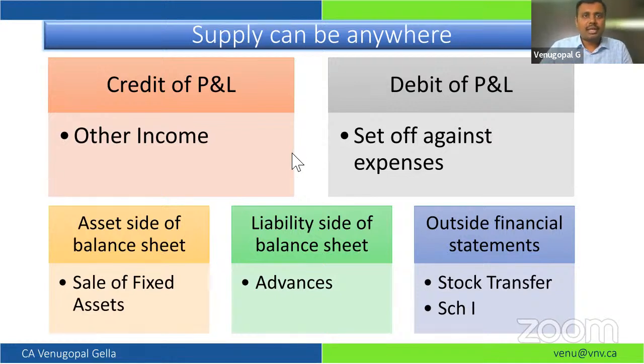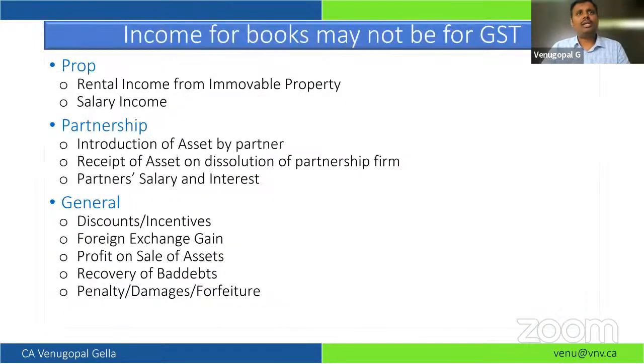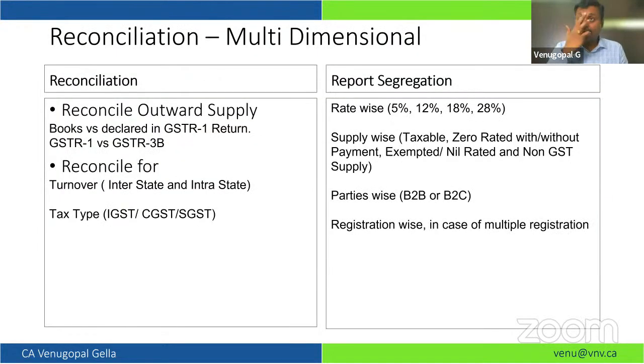Then sometimes the turnover is outside the financial statements, that is your schedule 1 transaction. If you are doing a stock transfer from one branch to another branch, even though that is not a revenue for the PAN level income tax or the books of accounts, for GST, that's a supply. So the way you will be doing it, you will look at all items that are there in the P&L and prepare a total turnover.